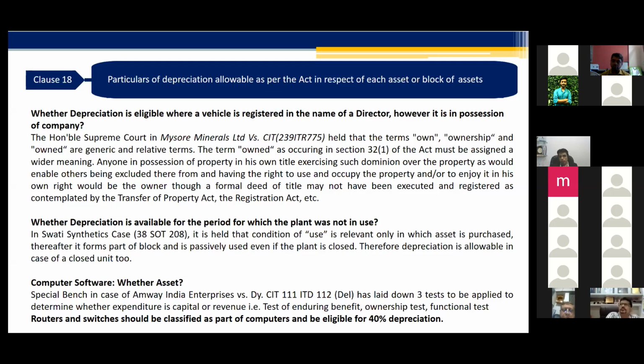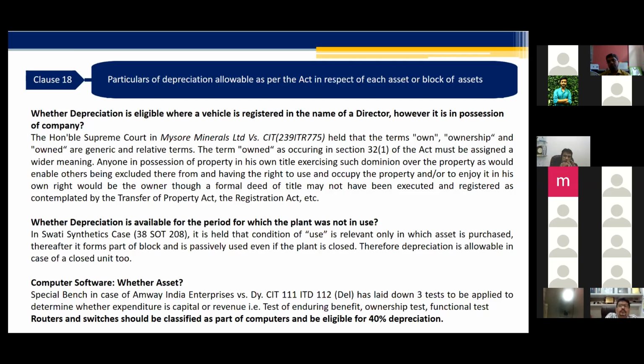So the question arose, and there were a lot of disputes, whether depreciation would be allowed when the asset is not registered in the assessee's name. This issue, like vehicles, is the most important. In the case of Mysore Minerals, though there was no vehicle in that case, the Supreme Court has held that when it talks of ownership of an asset for the purpose of depreciation, ownership has to be given a wider meaning. Anyone in possession of the property, who has paid for the property and has the right to occupy it, will be an owner under the TP Act, and therefore will be entitled to depreciation.